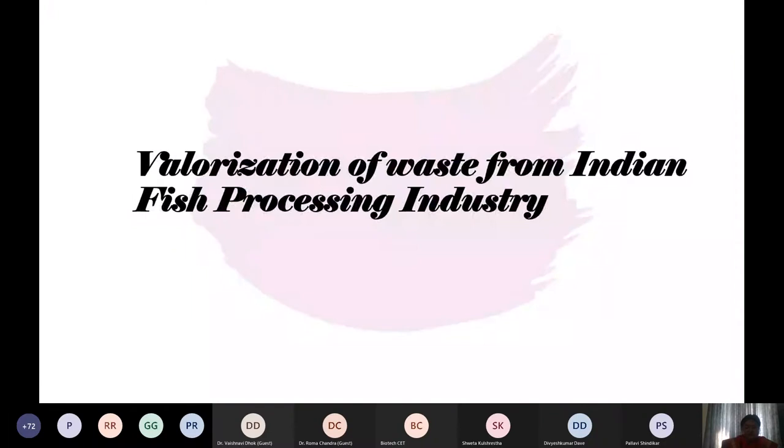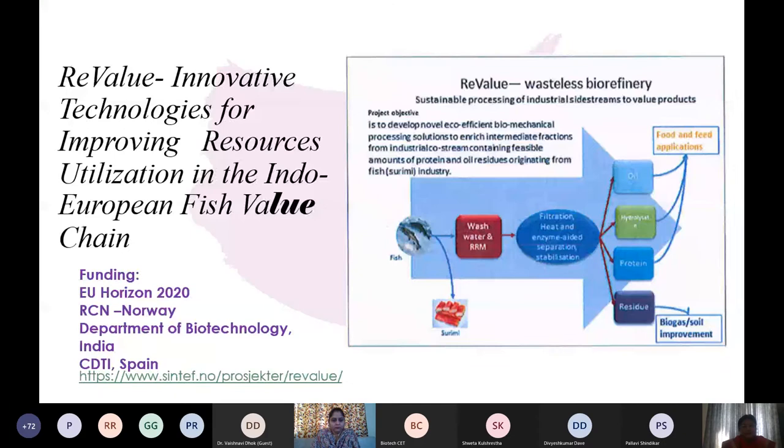I'll talk about the valorization of waste from the Indian fish processing industry. This is a new project which we are doing at MIT University in collaboration with SINTEF Norway and NTNU Norway, and then Grupo Carenza Spain. So this is the Revalue Innovative Technology project. It's a European Union project, sponsored by the European Union, on innovative technologies for improving resource utilization in Indo-European fish value chains.